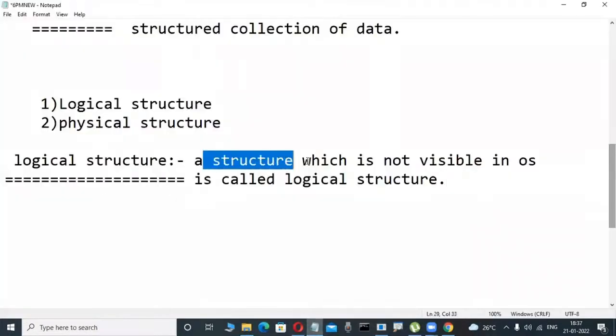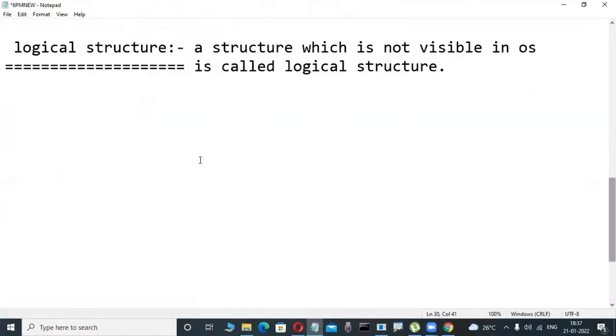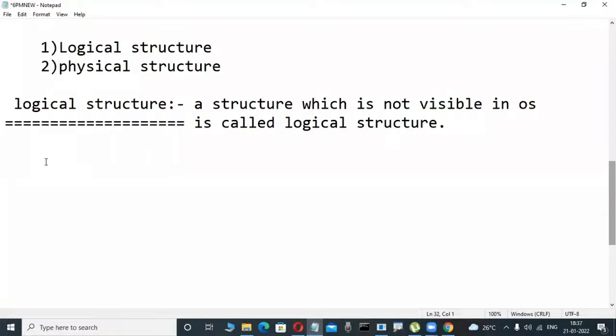That's why a structure which is not visible in the operating system is called a logical structure. But in this logical structure only, developers are working. Suppose I'm a PLSQL developer, you are a SQL developer, Java developers, .NET developers, Python developers, ETL developers. These all persons are working in a logical structure. That logical structure contains tables in Oracle, and SQL Server also has tables.